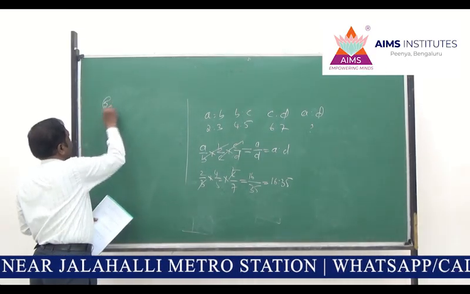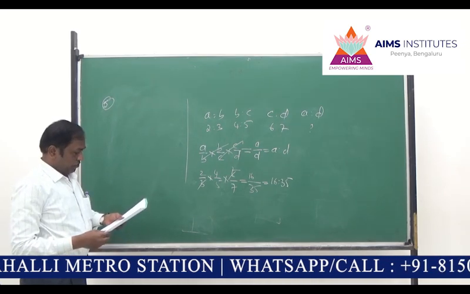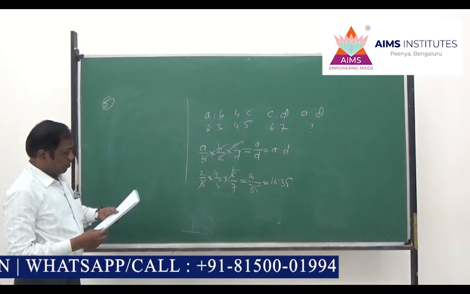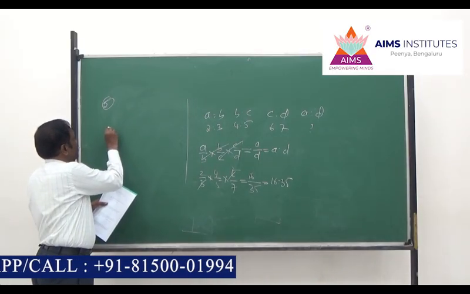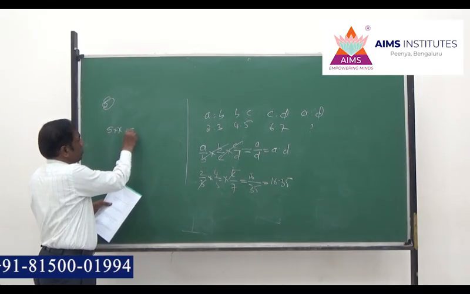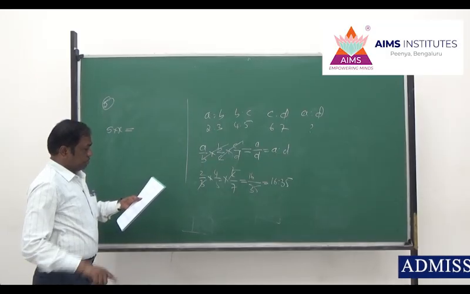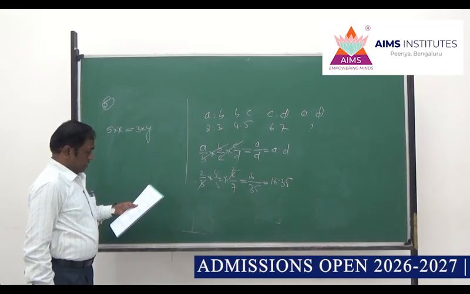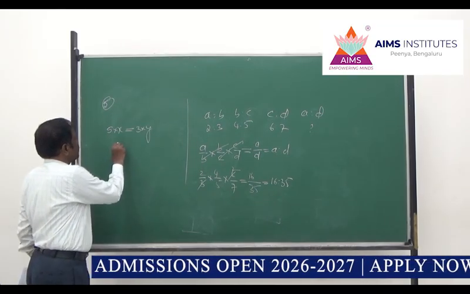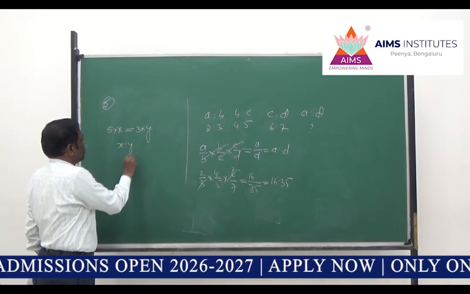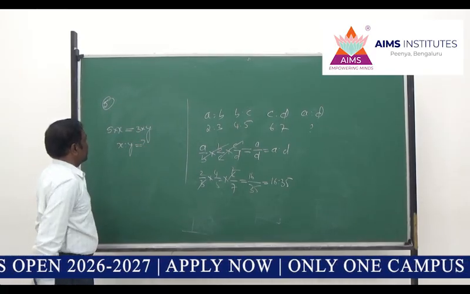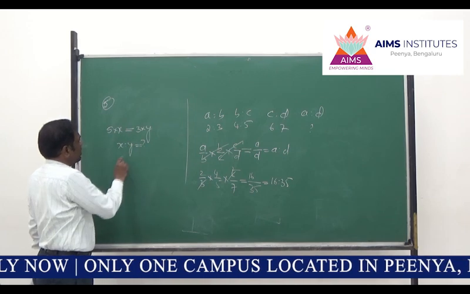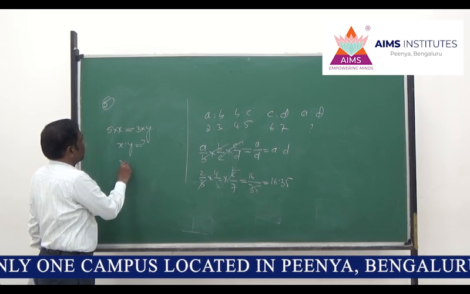Now question number 5. If 5 times a number, 5 into x, is equal to 3 times another number, 3 into y, the ratio between the two numbers, x is to y, is what? Okay, let x be here only, and this shall be shifted to this side. 3 is to 5.